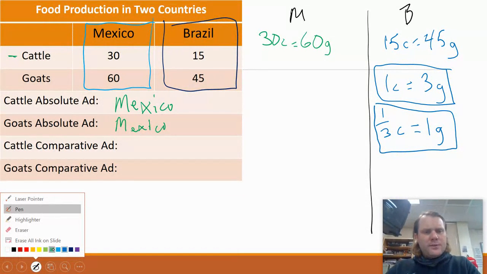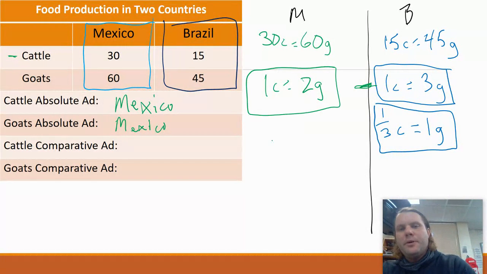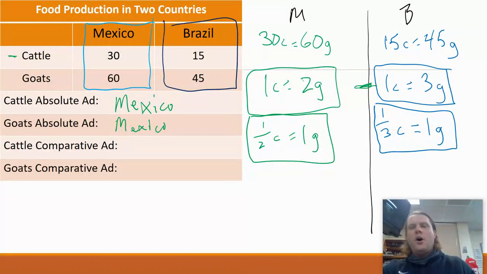Let's flip it over to the Mexico side here and do the same thing. Again, keep your C solved with the C. So 1C equals, in this case, 60 divided by 30, 2 goats. Box it, flip it, 1 goat equals half of a cattle. Box it. All right, now we're set.